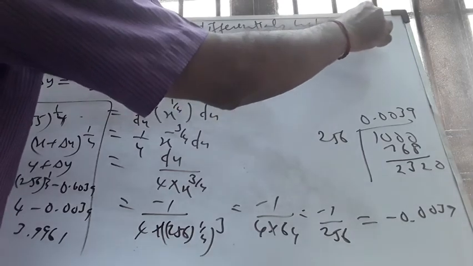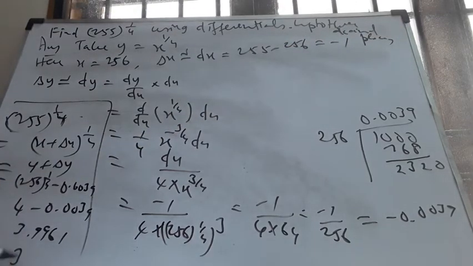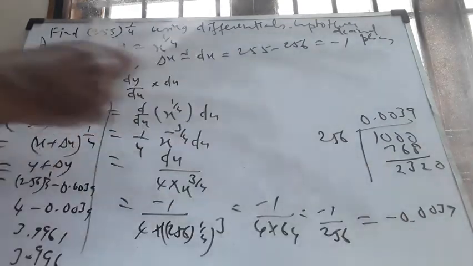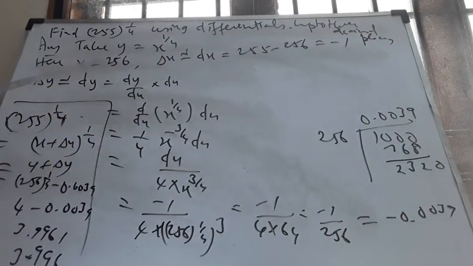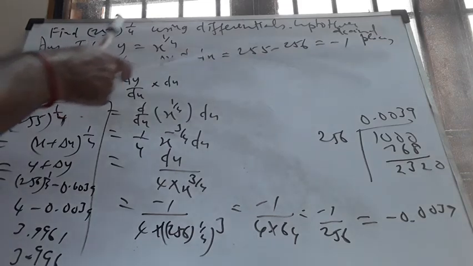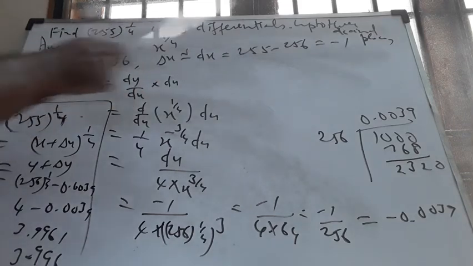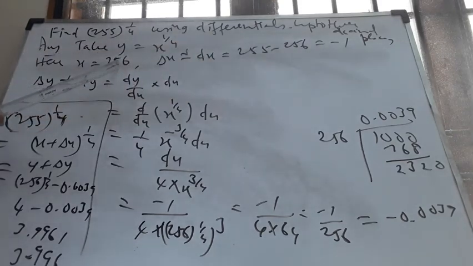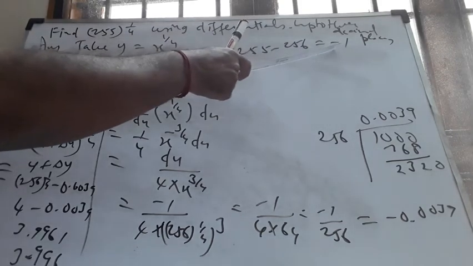Okay, 3 decimal places. If the fourth decimal is 5 or above 5, I'll add 1 to the previous decimal. If it is below 5, I'll leave it as it is. Let me repeat. I take y equal to x to the power 1 by 4. x is 256. Delta x is approximately equal to dx, equal to 255, the value, minus the perfect fourth power. Therefore, I get it to be negative.